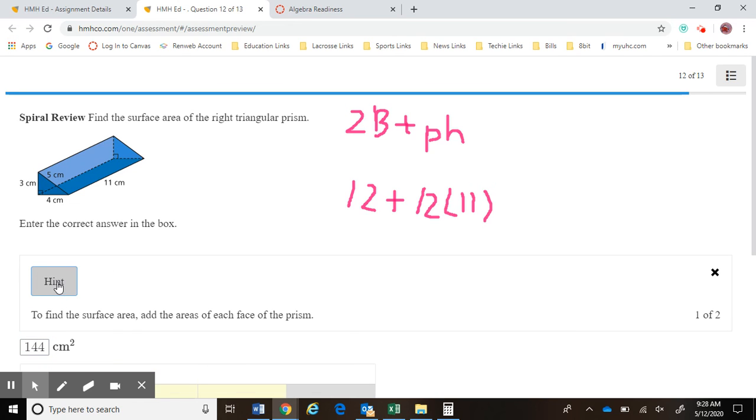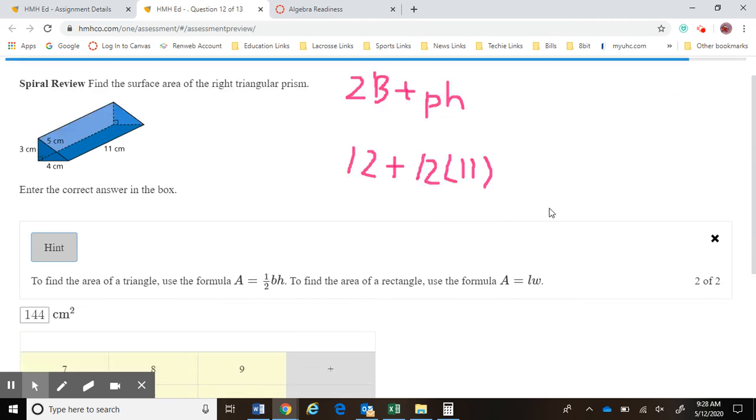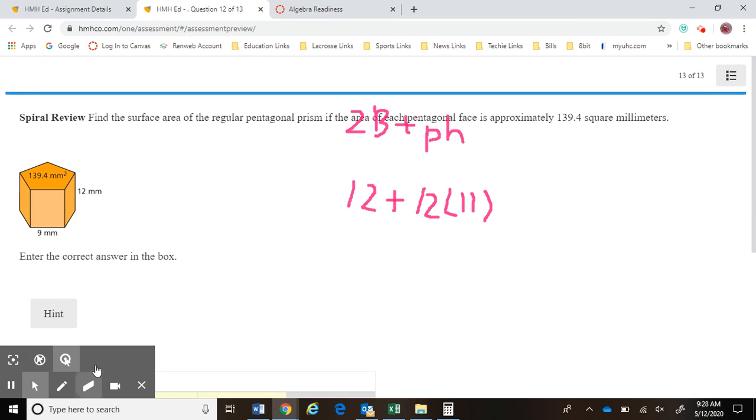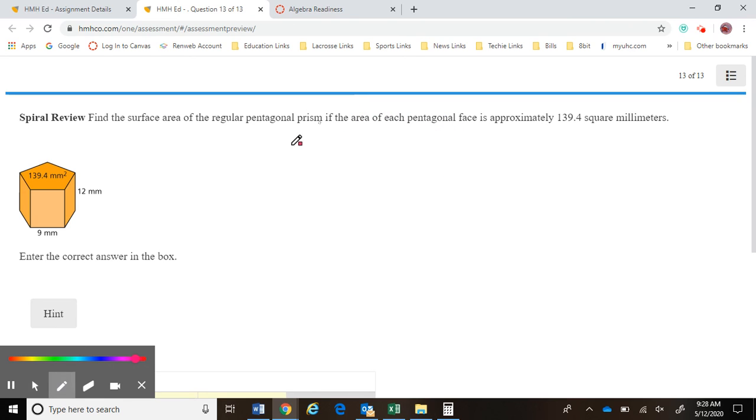And of course, you can use the formula here, use the hint button as well. This formula right here will help you so much. So check it. Good. All right, last one. Find the surface area. Again, same thing: 2 times the area of the base plus perimeter multiplied times the height.